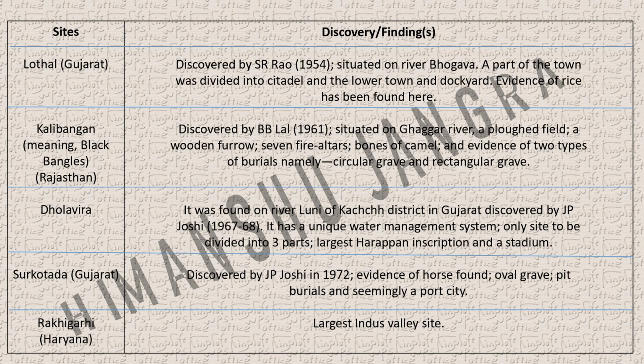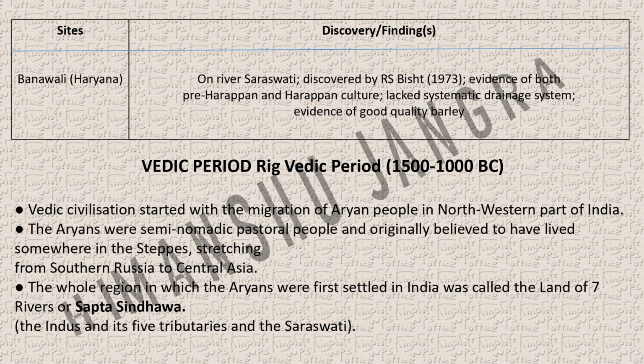Surkotada, Gujarat. Discovered by J. P. Joshi in 1972, evidence of horse found, oval grave, pit burials and seemingly a port city. Rakhigarhi, Haryana. Largest Indus Valley site. Banawali, Haryana. On River Sarasvati, discovered by R.S. Bisht, 1973, evidence of both pre-Harappan and Harappan culture, lacks systematic drainage system. Evidence of good quality barley.